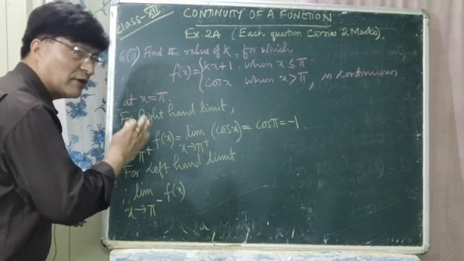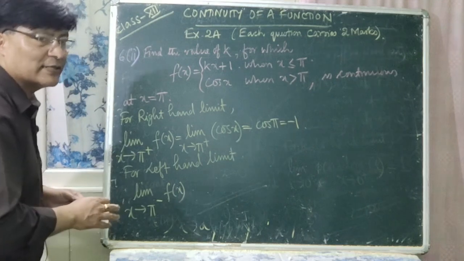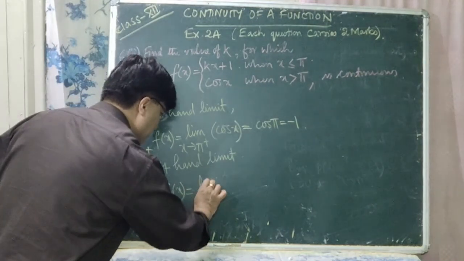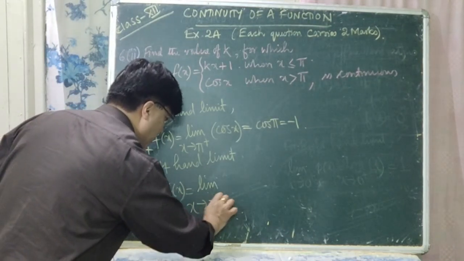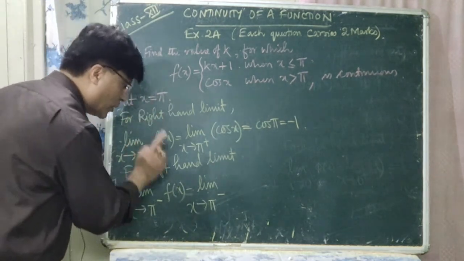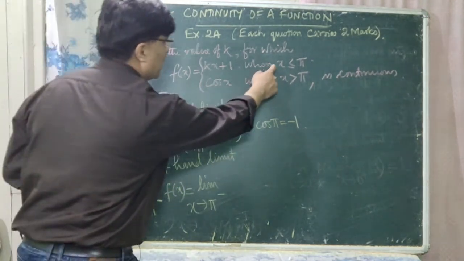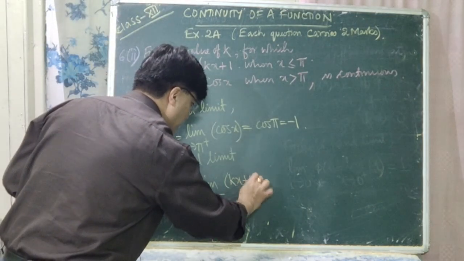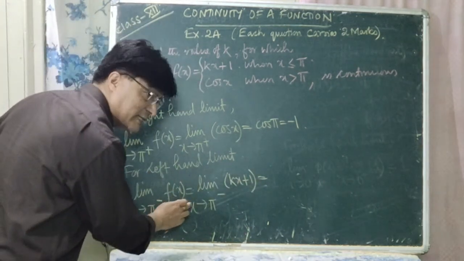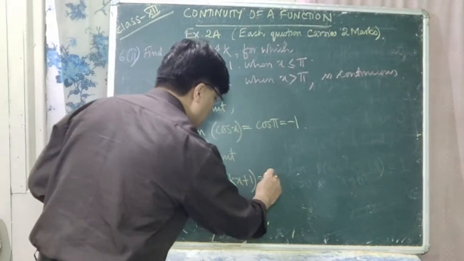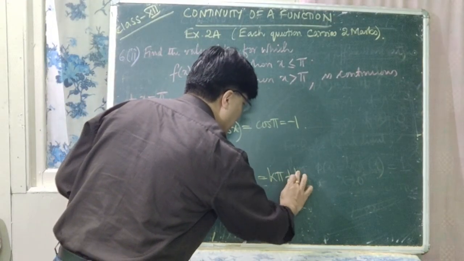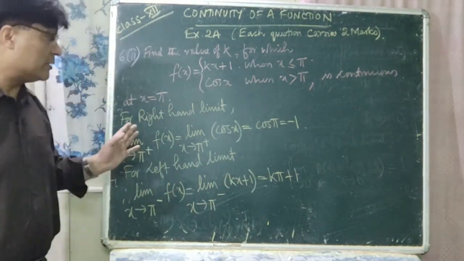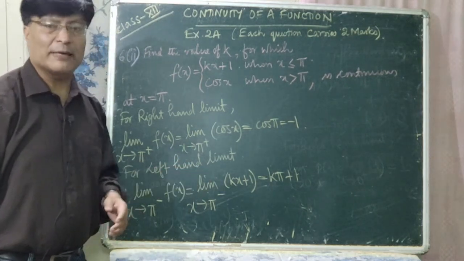On the left of x equal to pi, all the values of x are less than pi. So what is the value of f of x when x is less than pi? It is kx plus 1. So here you can write kx plus 1, and put x equal to pi, giving k pi plus 1. This is the limiting value of the given function f of x. Is that clear to all of you? So your left hand limit is k pi plus 1.